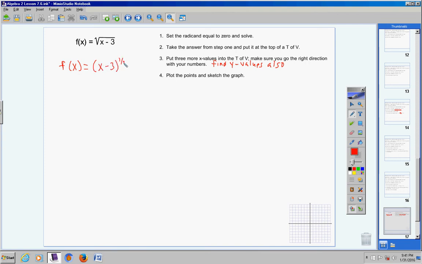That would have been totally fine because this whole thing here is to the 1 power and there's a 2 right here. So either one of those would be acceptable. You'll have both of these kinds mixed into your homework when you do homework over this lesson.